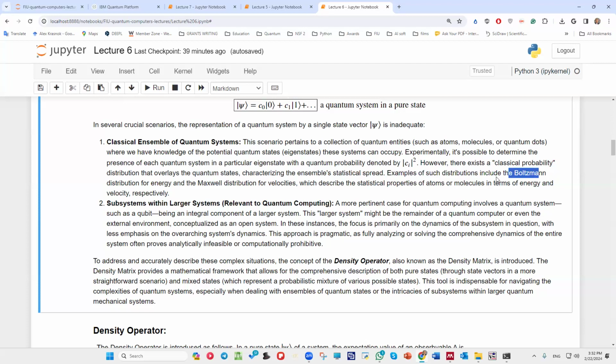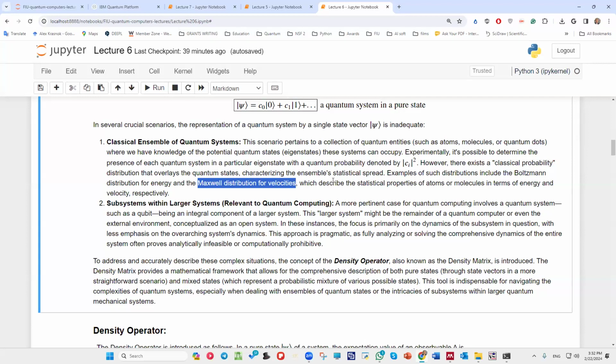One example is the Boltzmann distribution over energies, right? We know that a gas of atoms obeys the Boltzmann distribution of the energies for the gas as a whole, and different molecules in the gas can have different classical energy in addition to the energy spectrum of each molecule itself. Okay. Another example is the Maxwell distribution for velocities.